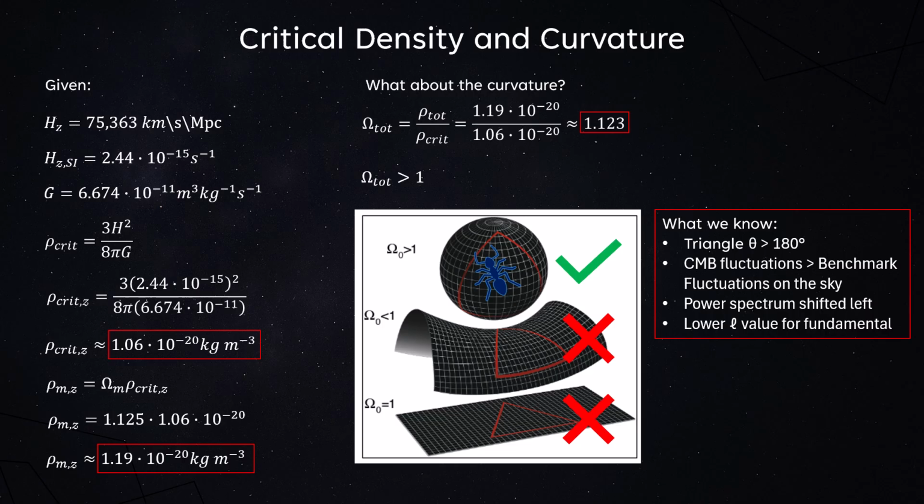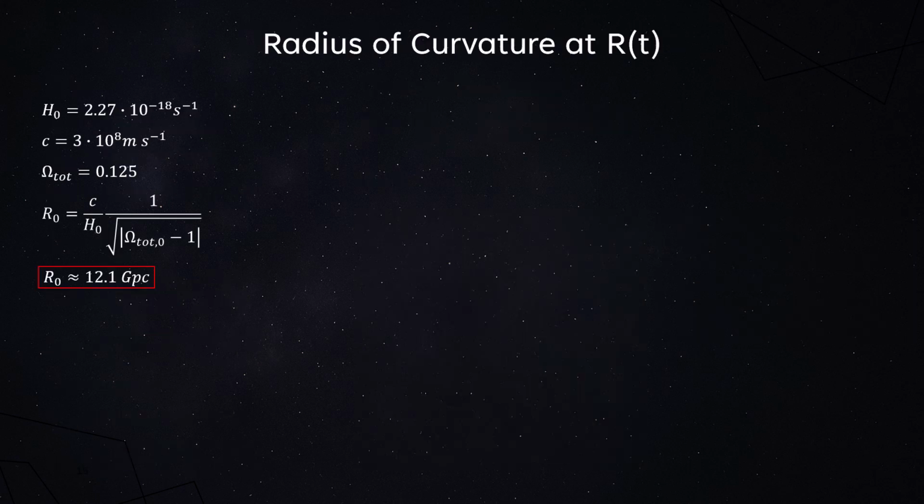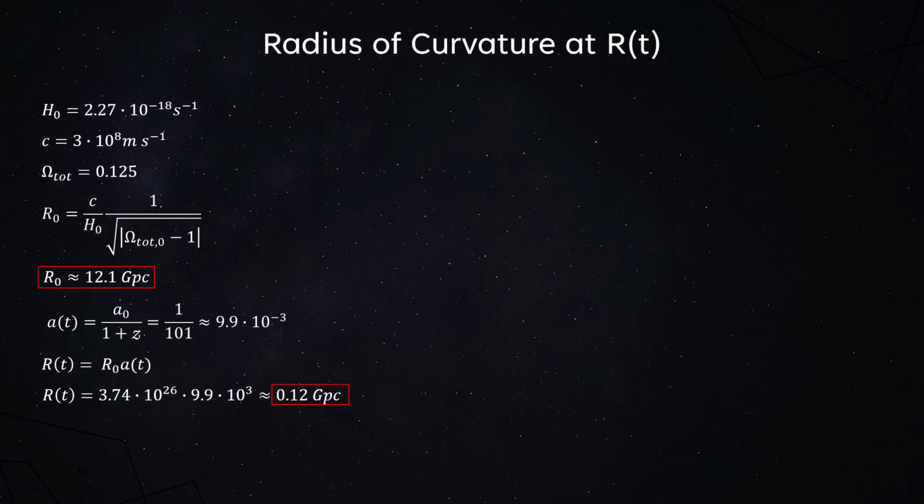And this makes the CMB fluctuations appear larger on the sky and shifts the peaks to the left on our power spectrum to lower L values. So here we have our parameters with the current radius of 12.1 gigaparsecs at z equals 100 and a scale factor of 9.9 times 10 to the negative 3. So we calculate the radius of the hypothetical universe to be about 0.12 gigaparsecs.